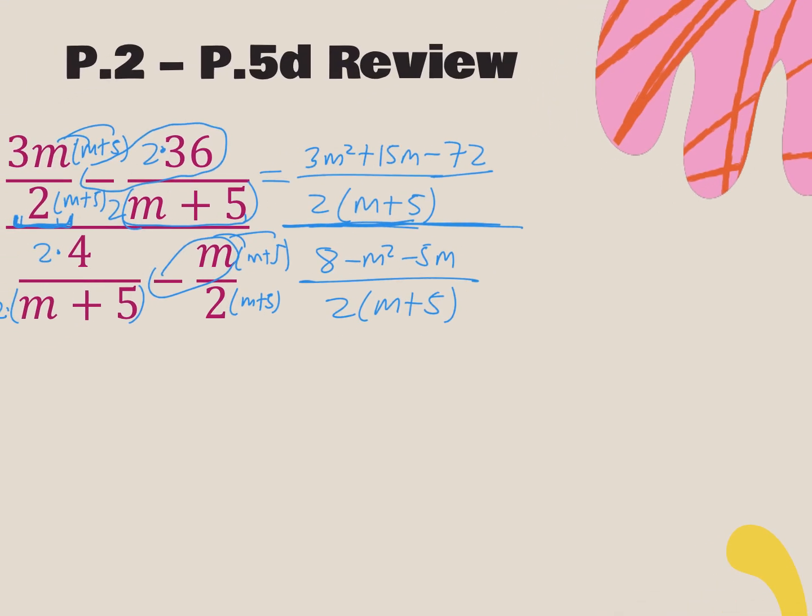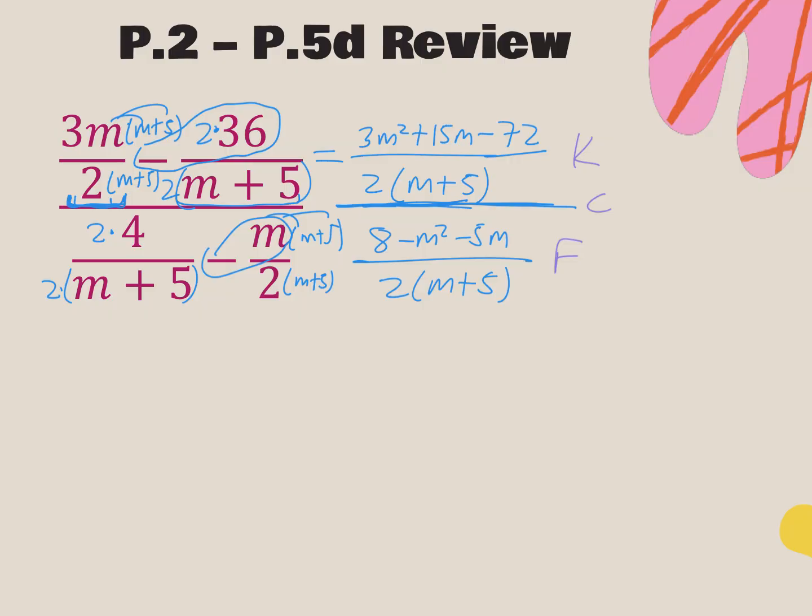All right, and then now we can keep, change, flip. So keep, change, flip. I'm going to keep the first, change that division to multiplication, and then flip the last fraction. So it's going to be a 3m squared plus 15m minus 72 over 2 times m plus 5, times 2 times m plus 5 over the bottom. I would write this in standard form just to see if we can factor it.